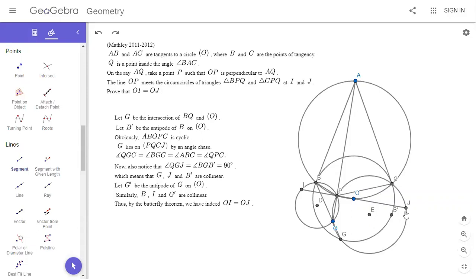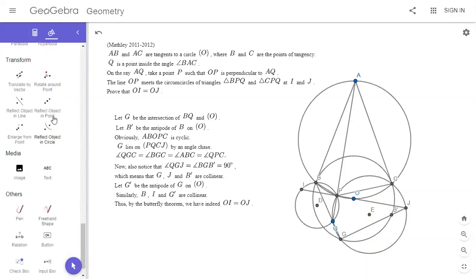Oh, because angle QPJ is 90, so angle QGJ is 90. Yeah. Oh, you just proved they're collinear. I'm sorry, I just read. You were proving what I was thinking you had already proved. Okay. So G prime is the antipode of G.